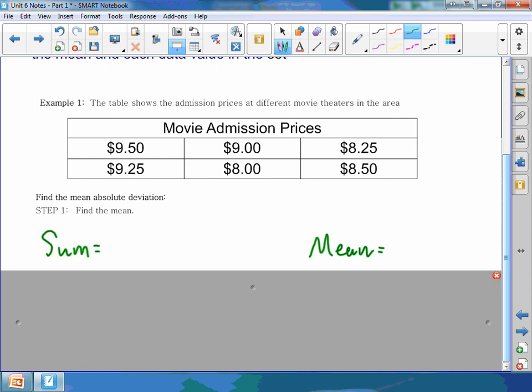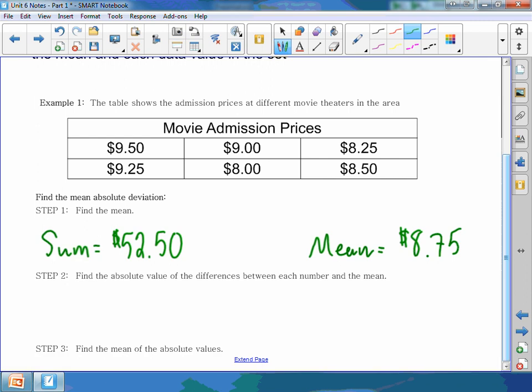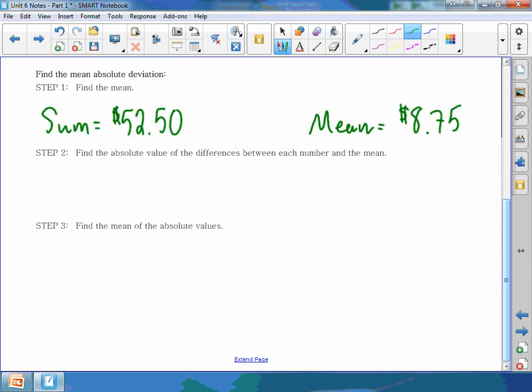All right, so for the first step, did anyone write down the sum? What is it, Emily? $52.50. And then our mean would be, go ahead, Emily. $8.75. Do you guys agree with that? $8.75 is the average price for a movie ticket in this particular set. So now we jump down to the second part, and this asks us to find the absolute value of the differences between each number and the mean.